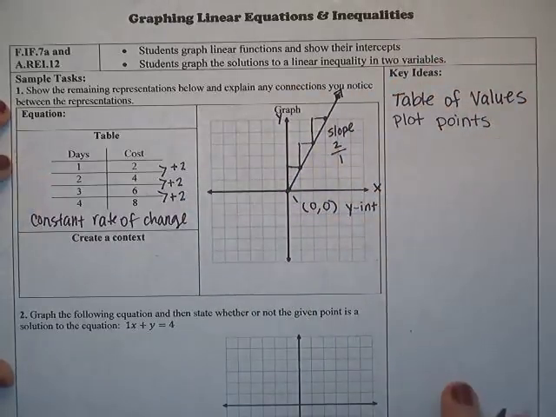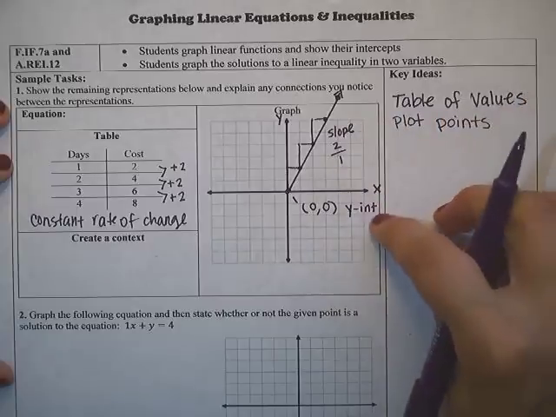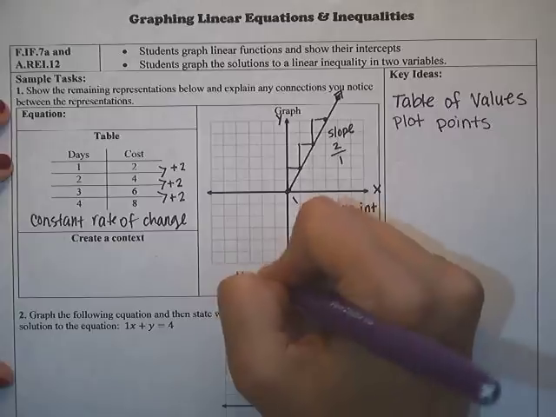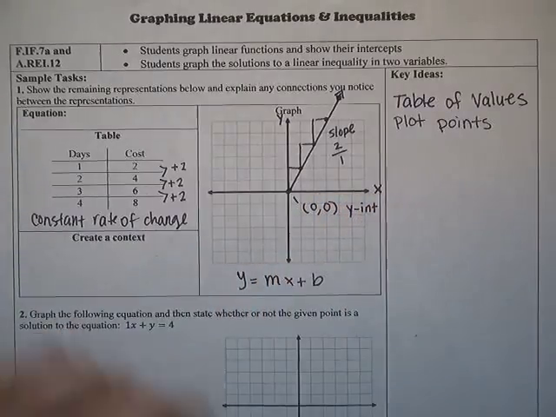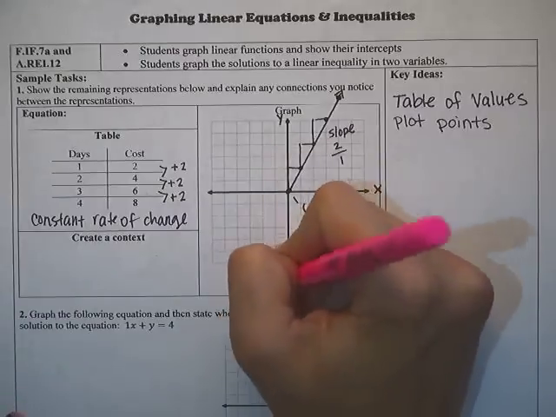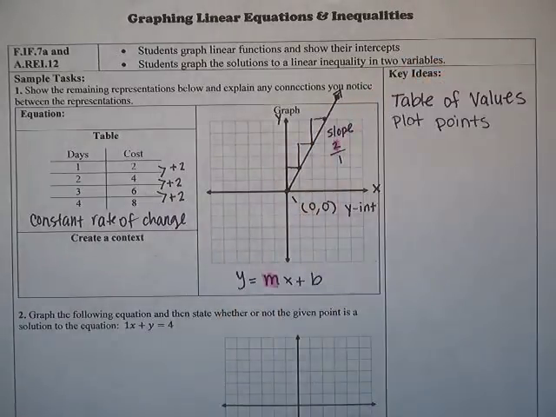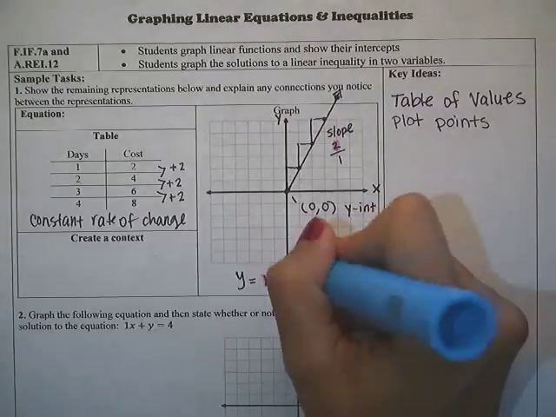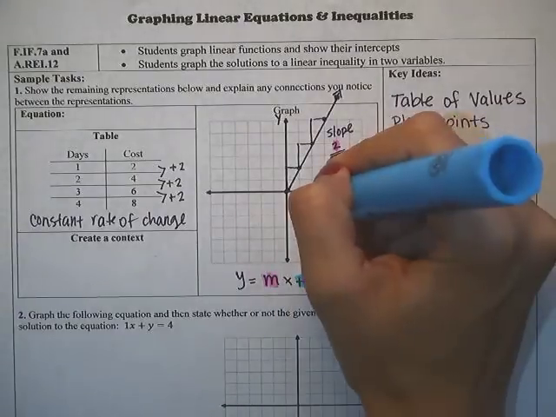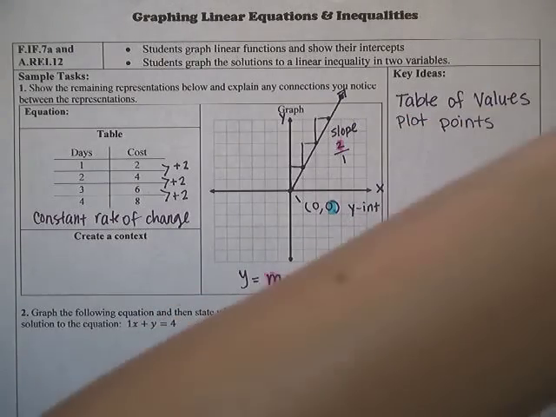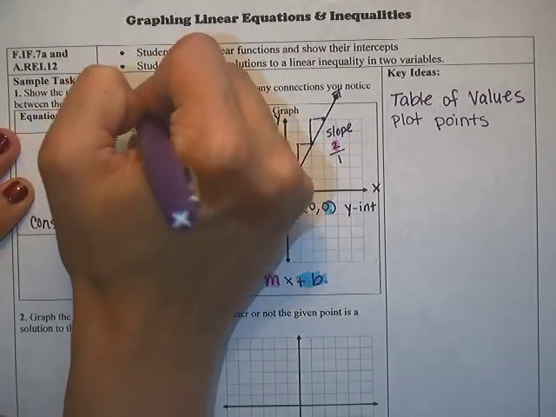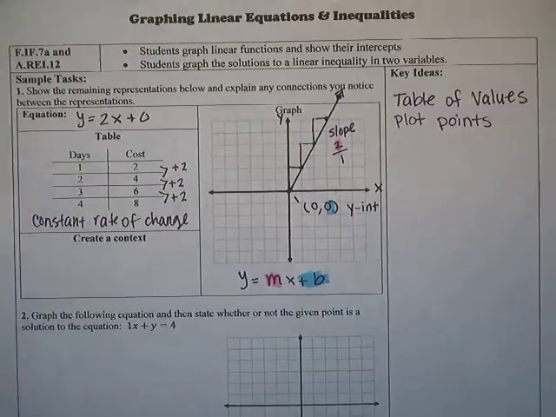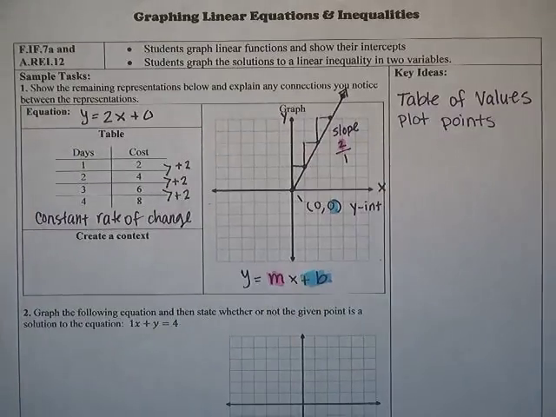Once we have the slope and the y-intercept, we can write an equation in slope-intercept form, y equals mx plus b. We're going to replace the m with the slope of 2 and the plus b with the y-intercept of 0. And there we have our equation. y equals 2x plus 0. And you don't have to write the 0, you could just put y equals 2x, it's the same thing.